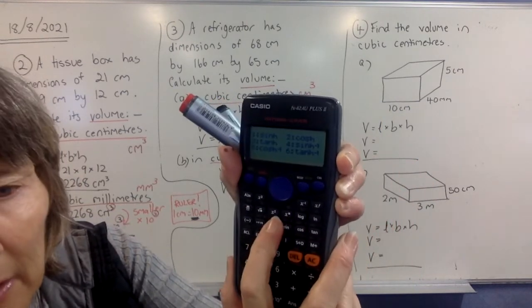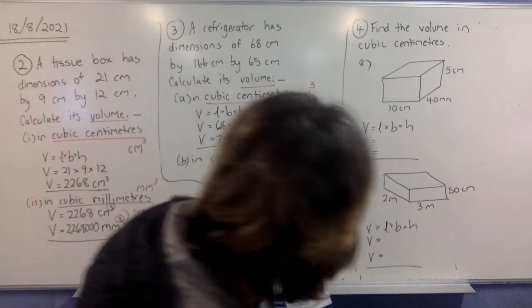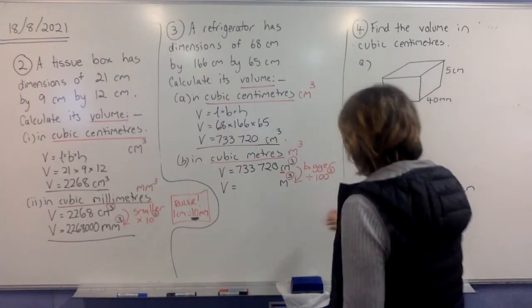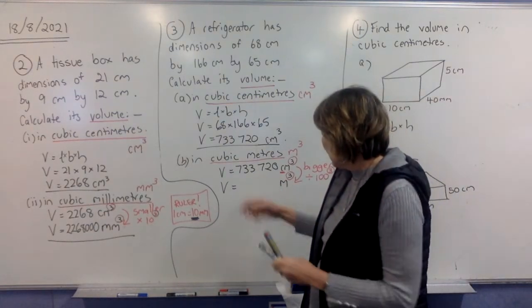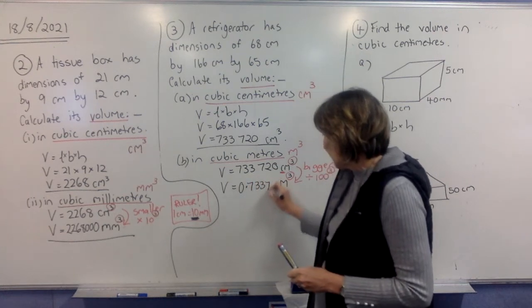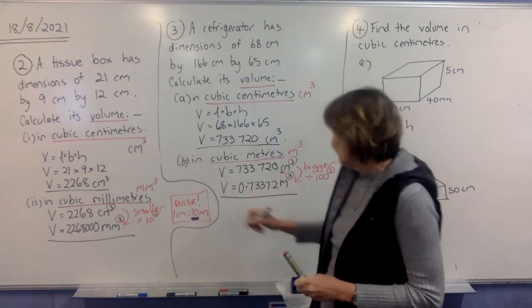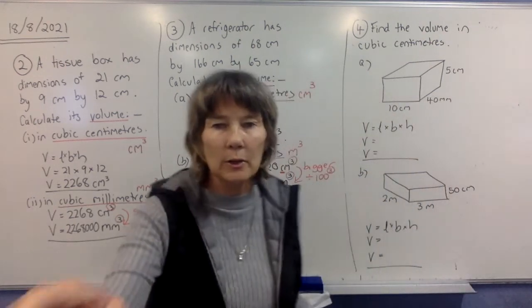This is the squared. It's not that one. It's the one next door. Okay. So press that key and then 3. And your answer will come out to be 0.73372. Okay, all right, let's look at the next one.